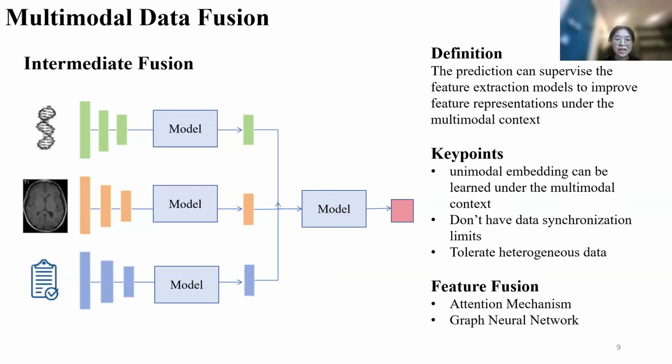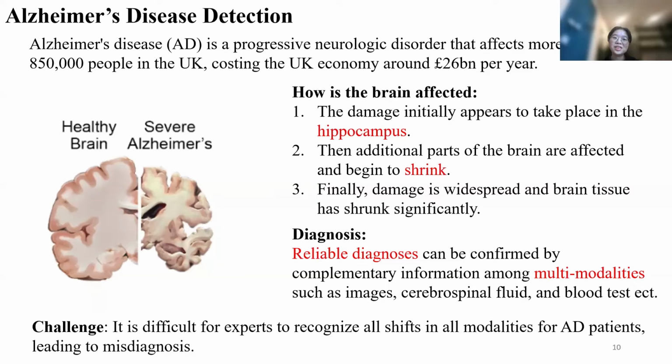So after the introduction of the multimodal data integration techniques, we could move to an example. This is an example based on Alzheimer's disease detection. Alzheimer's disease is a progressive neurologic disorder that affects more than 850,000 people in the UK, and costs the UK economy around 26 billion per year.